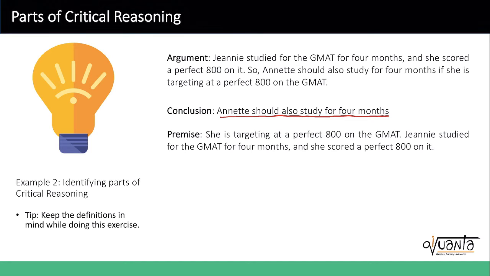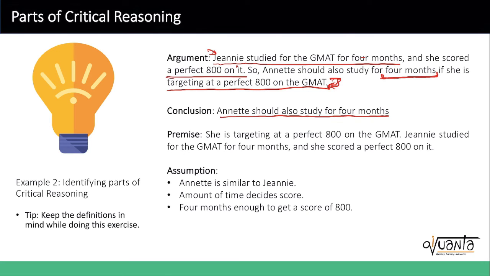The premise is that Annette is targeting a perfect 800, that is given, and Jeannie studied for 4 months, that's another fact, and that she scored 800 on it, which is another fact. Now what is the author assuming? The author is saying that my conclusion is that Annette should study for 4 months based on the premise that Jeannie studied for 4 months, scored 800, and this one wants to get an 800, basis which it is saying that she should study for 4 months.